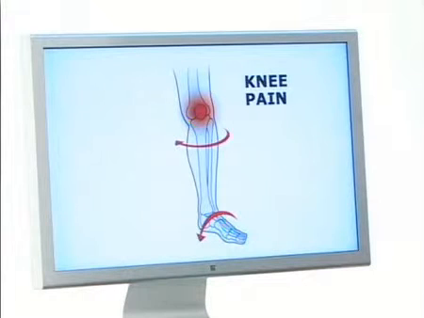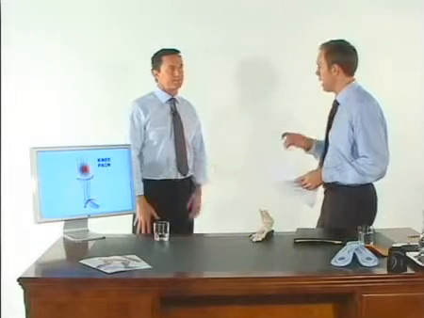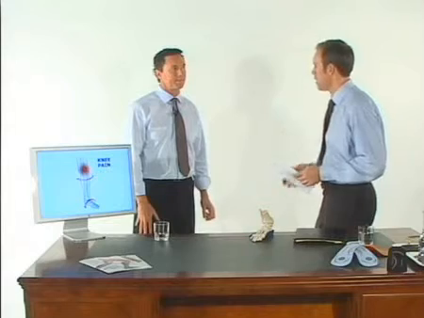Phil, you see a lot of knee pain and you get a lot of knee pain referral. Can you explain to us how the lower limb mechanics and the orthotics relate back to treatment of the knee?